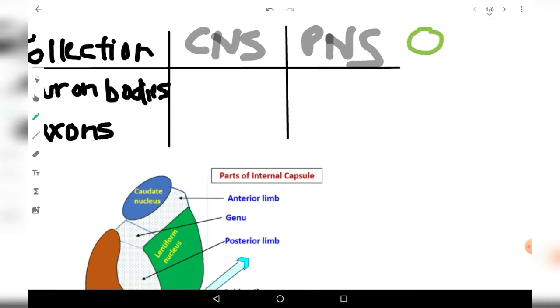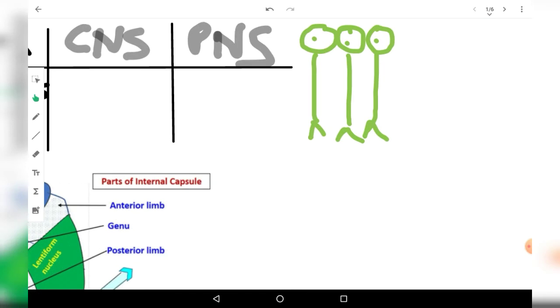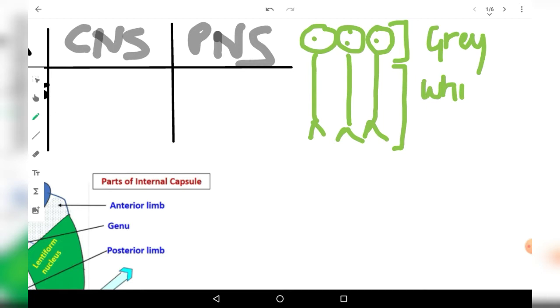So see, this is a neuron; it has a cell body, axons and dendrites. This is one neuron, and there are thousands, probably millions of neurons in your brain. A collection of neuron bodies would be called gray matter, and a collection of axons would be called white matter.